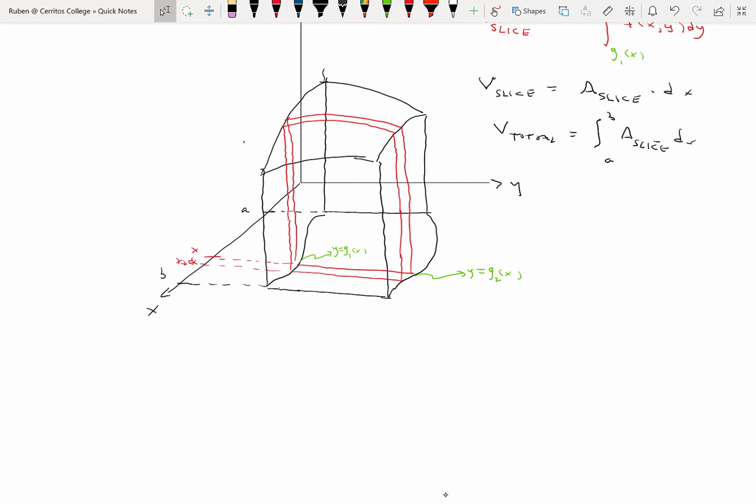The integral for the total volume, then, is the integral from a to b of the area of the slice, the integral from g1 of x to g2 of x of f of x, y, integrate with respect to y, and then with respect to x. That's a big leap from our first integral in the last section over a rectangle.